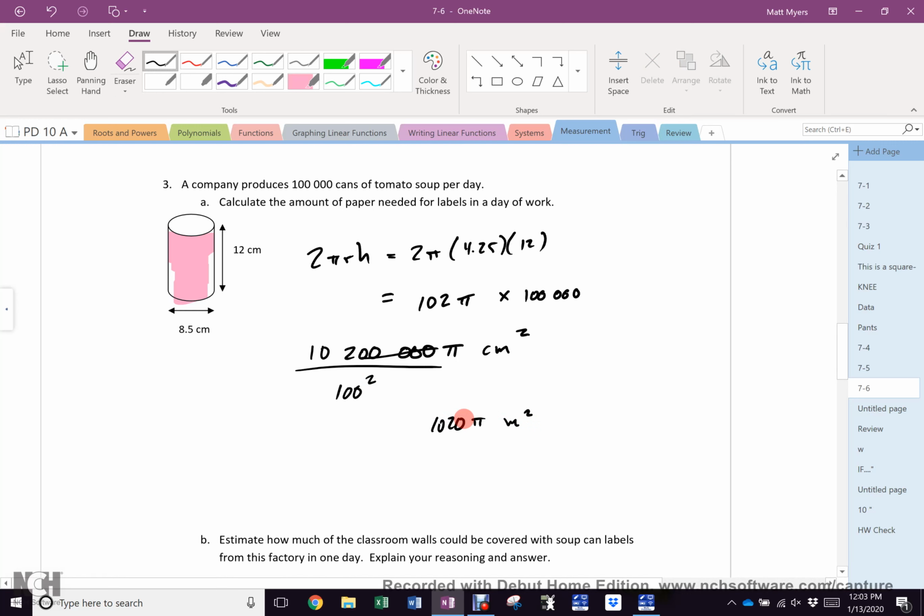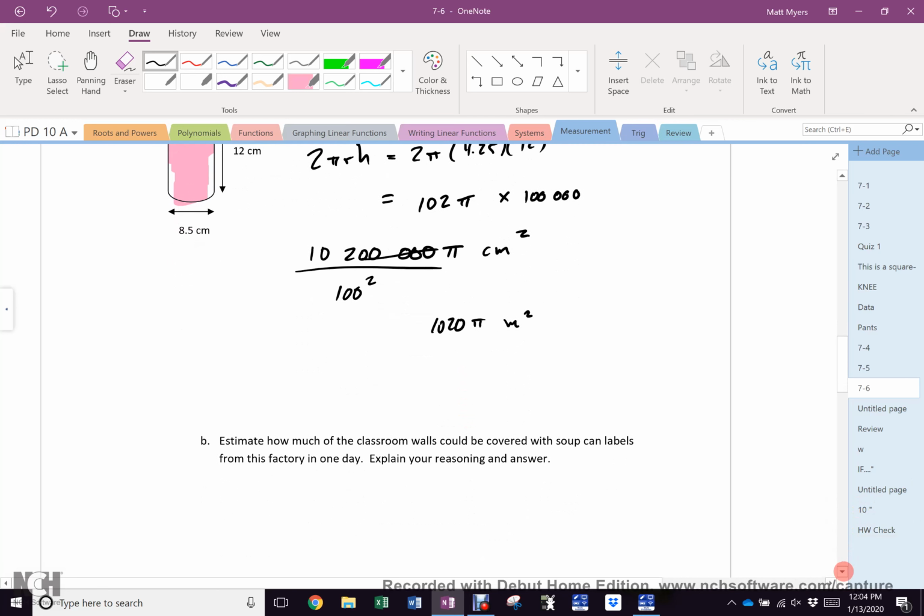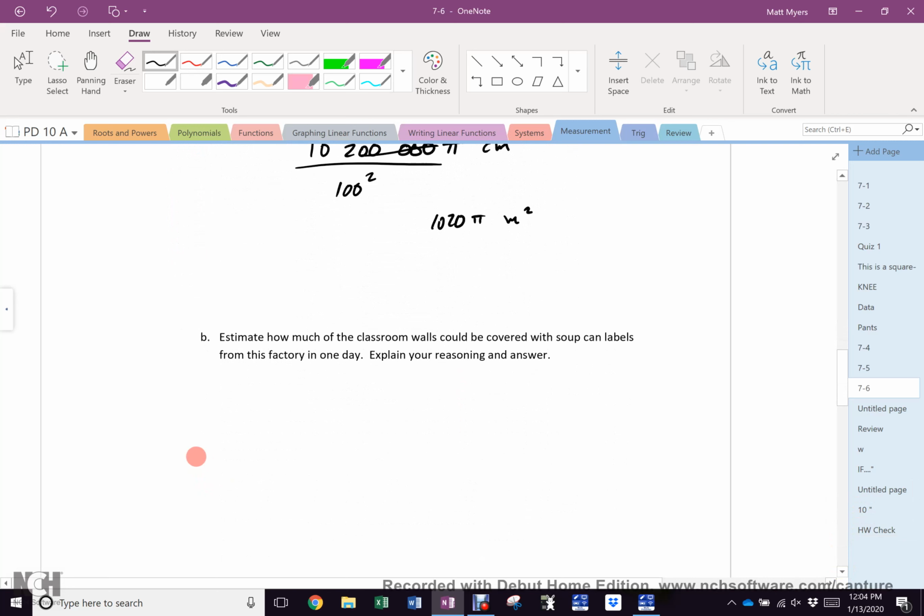Now, next they said how much of the classroom walls. I saw Jordy's group estimating the length of the classroom. How far was it that way? About 8 meters? Okay. So our classroom was 8 meters this way. How far was it this way? You say 9 meters? Excellent.